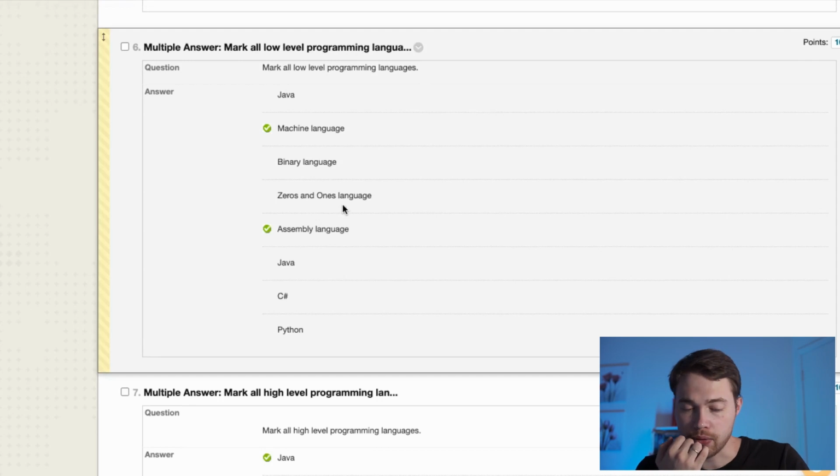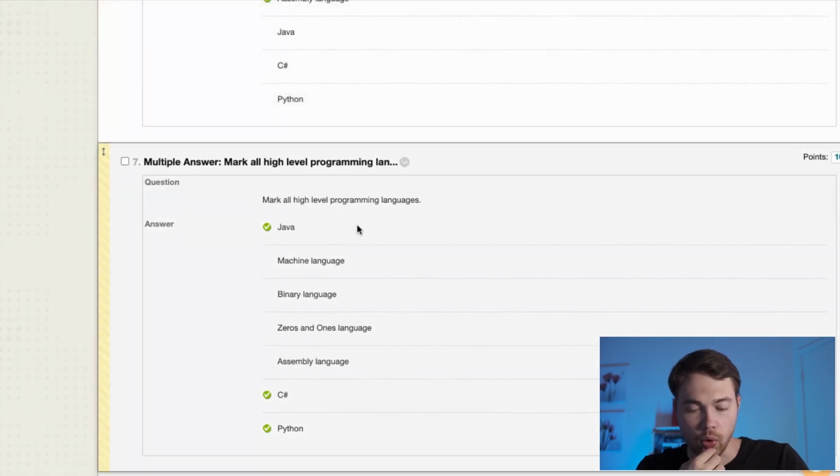Mark the programming languages that are low level. Okay, Java is not low level. Machine language. Okay, binary language. Binary language is not a language at all. It's a binary code. There is no language like that. Zeros and ones, pretty much the same thing. It's not a language either. Assembly language, it is a language. Java, C#, Python, those are all high level.